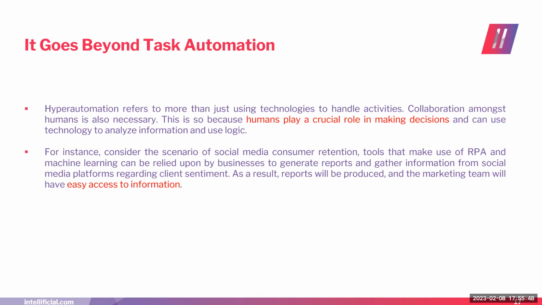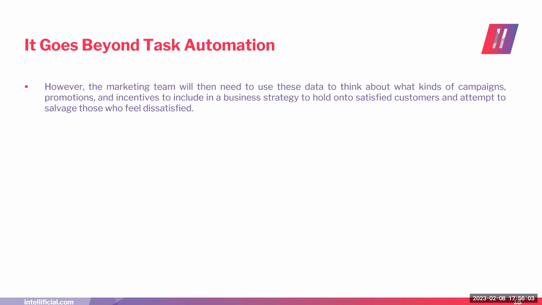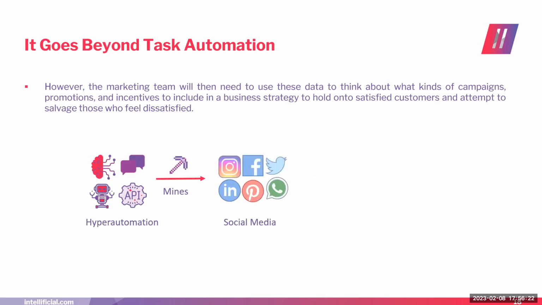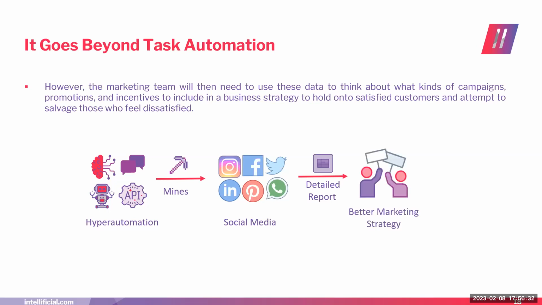consumer retention. Tools that make use of RPA and machine learning can be relied upon by businesses to generate reports and gather information from social media regarding client sentiment. As a result, the report will be produced and the marketing team will have easy access to the information. However, the marketing team will then use the data to think and decide about what kind of campaigns, promotions or incentives it can give to satisfy the customers and attempt to salvage those who feel dissatisfied. So by using social media data, hyperautomation can mine that data and give a detailed report to the sales team or marketing team so they can make a better marketing strategy.